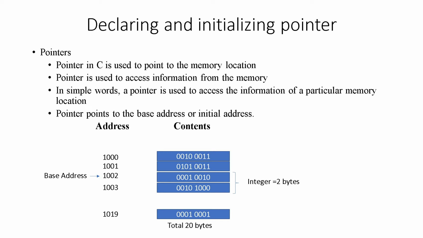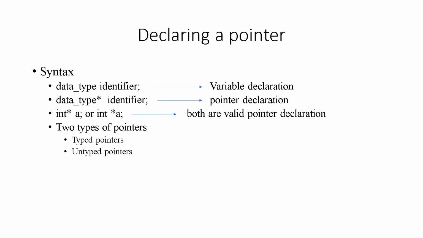So how do we declare a pointer? The pointer declaration syntax is, for a variable we write the data type and the identifier. But for pointers, we write the data type, then a star or an asterisk for identifying it as a pointer variable, and then we write the identifier. Here is the example: int asterisk pointer variable, int a. Int a and int a with an asterisk can be written in two ways. Both are valid pointer declarations.